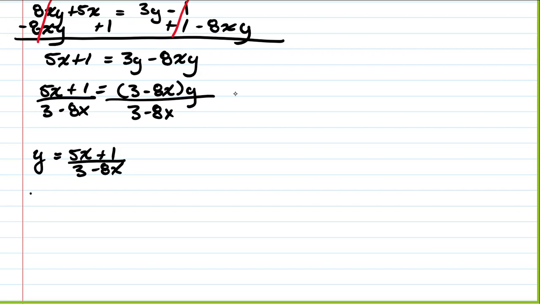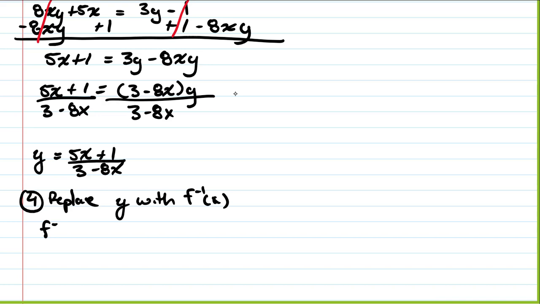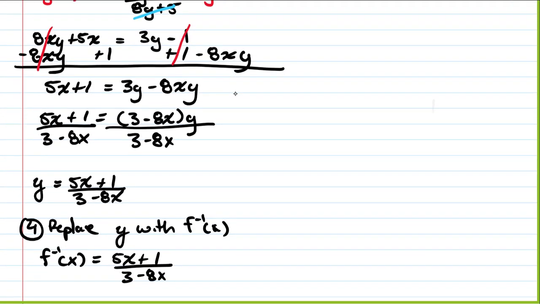And lastly, step 4 is we replace y with f inverse of x. So we would get f inverse of x is equal to 5x plus 1 all over 3 minus 8x. And if you wanted to, you could clean that up by factoring out some minus signs, and your answer may have looked slightly different if you would have got all your y's on the left side instead of the right side. But regardless of which way you did it, you'll end up with an equivalent algebraic answer.